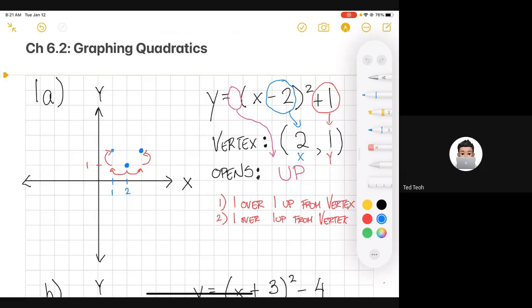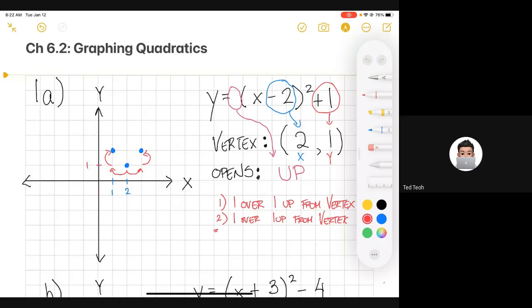Okay, so to graph my parabola or my quadratic, I'm going to need 5 dots. Right now I have 3. Okay, so the first one is from the vertex, and then the second and third dot is from 1 over, 1 up. Okay, and that's this kind of step process. That's what you do to graph a parabola.